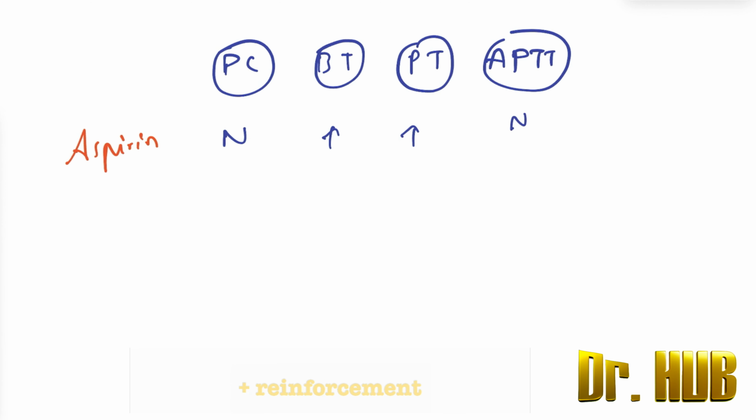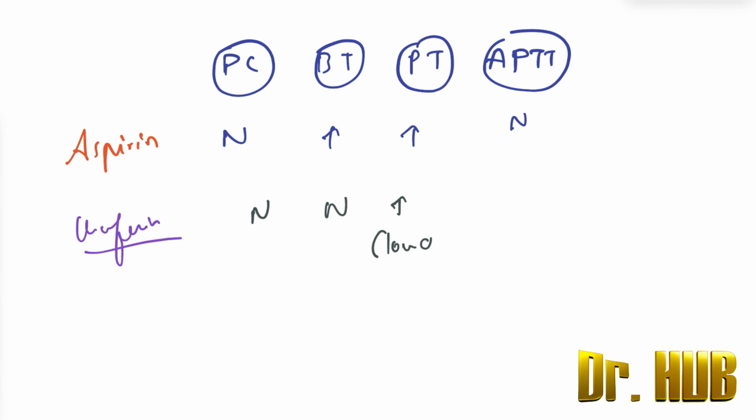Next, we move on to warfarin. In terms of warfarin, there is a normal platelet count, the bleeding time is normal, and there is an increase in the PT, even in the case of low doses. In low doses also, the prothrombin time increases, and the APTT is increasing as well.